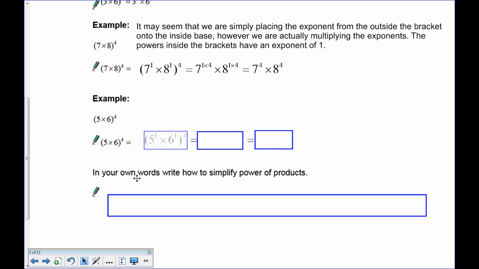So this is what it should look like when you start out. 5 has a power of 1, 6 has a power of 1. And we're going to multiply this by a power of 4. So taking the exponent on the outside and multiplying it by the 1 here and the 1 here gives us 5 to the 1 times 4, and this is 6 to the 1 times 4. So that gives us 5 to the 4 times 6 to the 4.